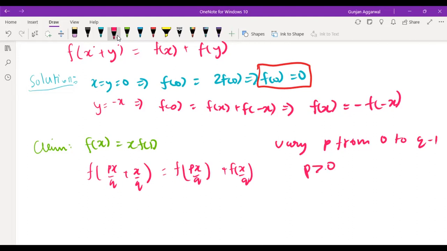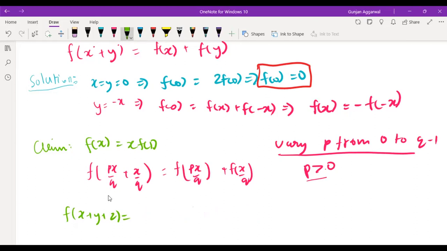Okay, first you assume p is positive. But just note that f of x by q can take any value for different q's. And then you add f of x to x by q. Like in other ways, you can just expand f of x by q also. Actually I'm getting f of x is equal to q times f of x by q. Yeah, that is true.